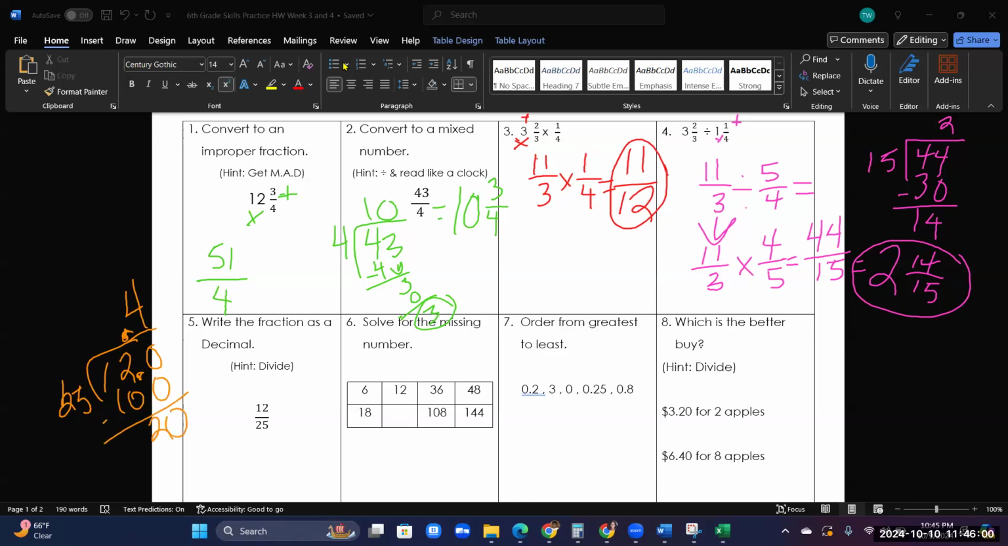Subtract, we get 20. Still not enough for 25. Add a 0, bring it down. So now we got 200. Or in other words, $2 divided by 25 cents will give us 8. So 12/25 would be equal to 0.48.